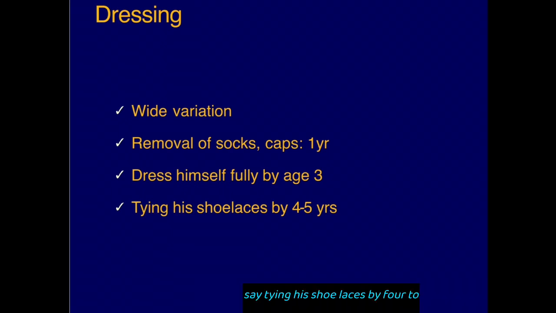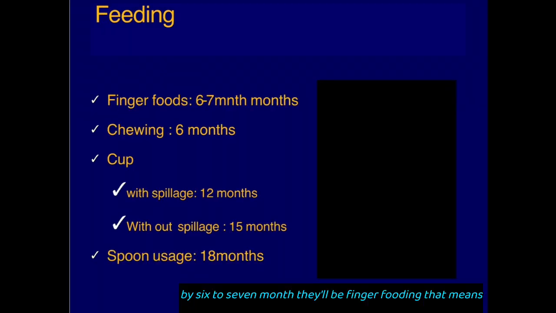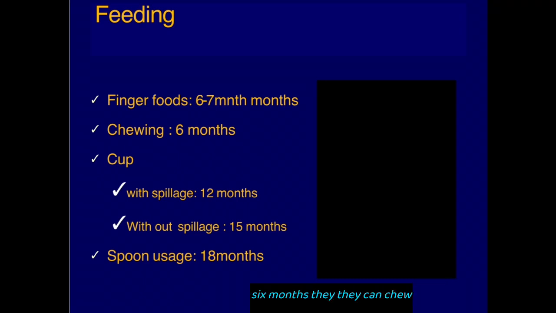Tying shoelaces comes by 4 to 5 years. Then feeding: by 6 to 7 months they'll be finger feeding, which means taking something with the help of fingers and then licking it and eating it. By 6 months they can chew.